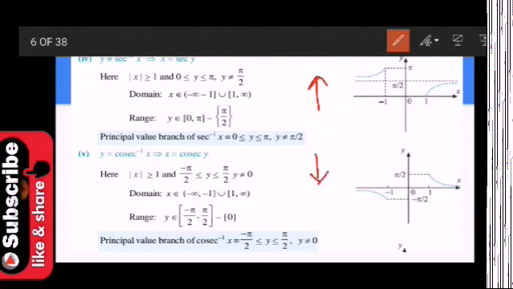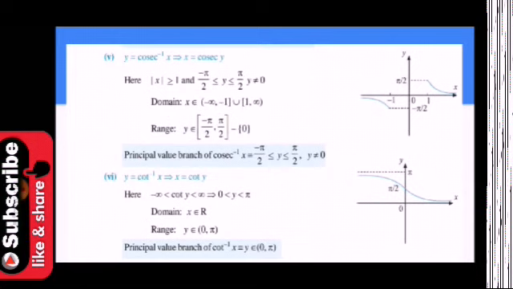And here you see x equal to cosec y, and mod x is greater or equal to 1. Y belongs to minus pi by 2 to plus pi by 2. Here we have to consider the closed interval, and you have to make the difference 0. 0 is not a considered value, right? Because at 0 it is not defined here. So the principal value branch of cosec inverse x is y greater or equal to minus pi by 2 and less or equal to pi by 2, and y not equal to 0.